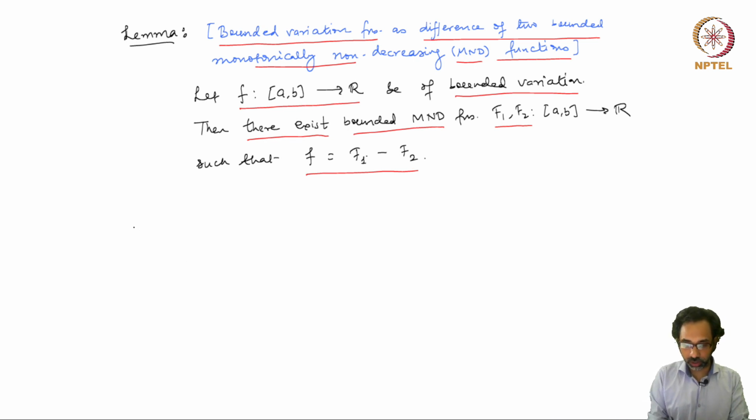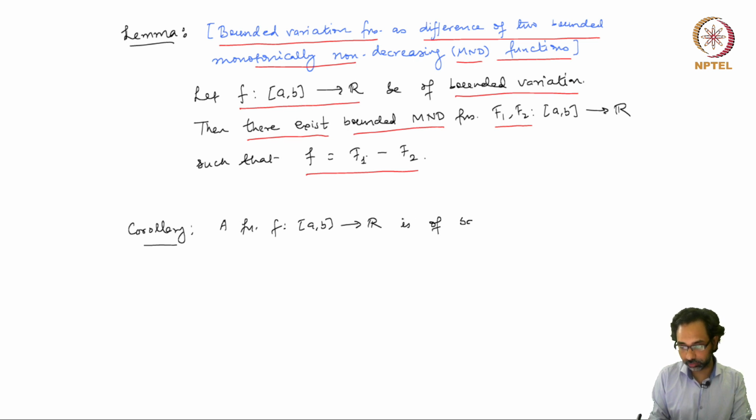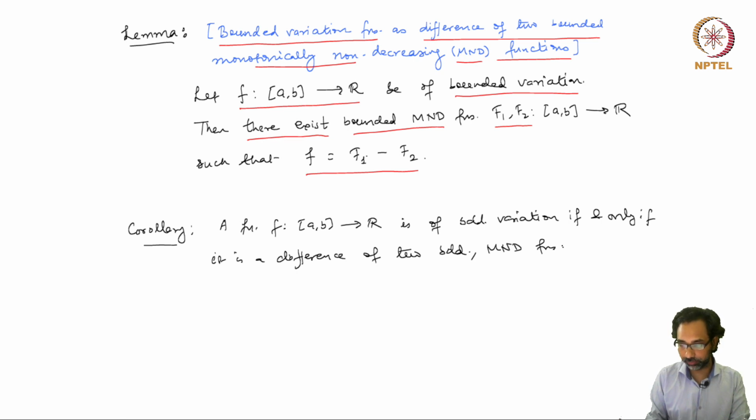Of course, as a corollary, we have that a function f is of bounded variation if and only if it is a difference of two bounded monotonically non-decreasing functions, because the only if condition is given by this lemma, and the if condition follows because our first example shows that any bounded monotonically non-decreasing function is of bounded variation.